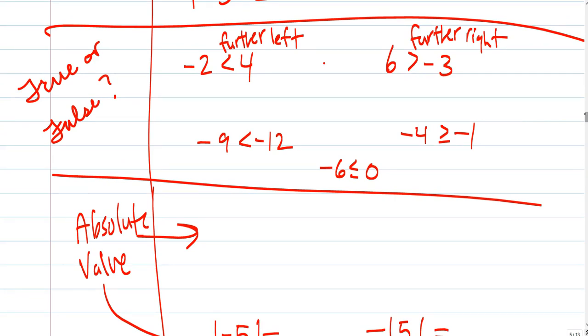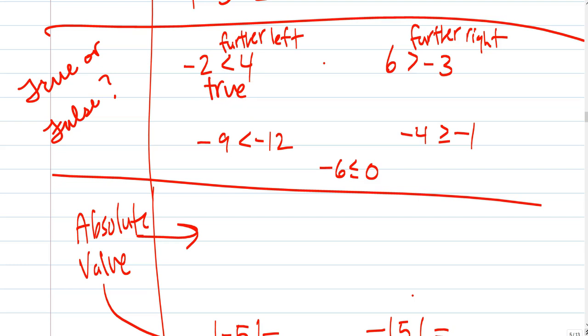Is negative 2 less than 4? What does less than mean? Well, we know it means below, right? But what does it mean on the number line? It means a number that is further to the left. Any numbers to the left are less than. Any numbers to the right are greater than. Is negative 2 less than 4? That is true.